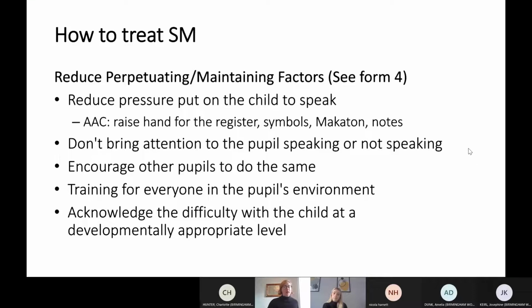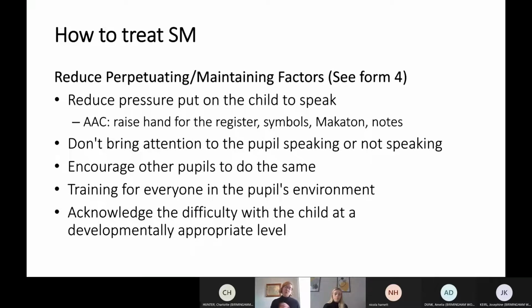Okay, so yeah, you want to reduce these perpetuating or maintaining factors. So the first one is reducing any pressure that's put on the child to speak. But instead, we're not going to ignore the issue. We're going to give the child stepping stones in the form of AAC, which we've talked about before. So that's alternative and augmentative communication. So they can use gesture. So maybe they raise their hand to answer for the register if they're too shy to say yes. Maybe they can use symbols, they could use Makaton.